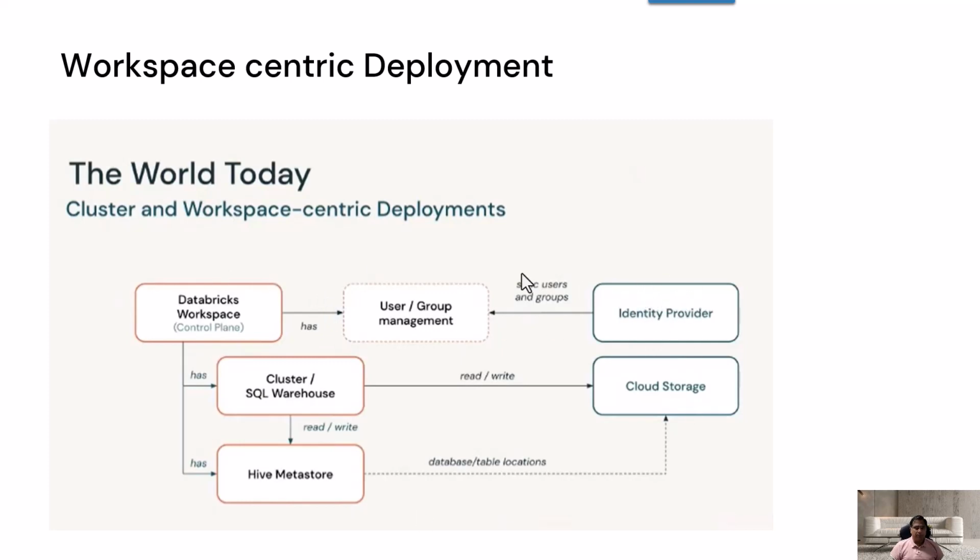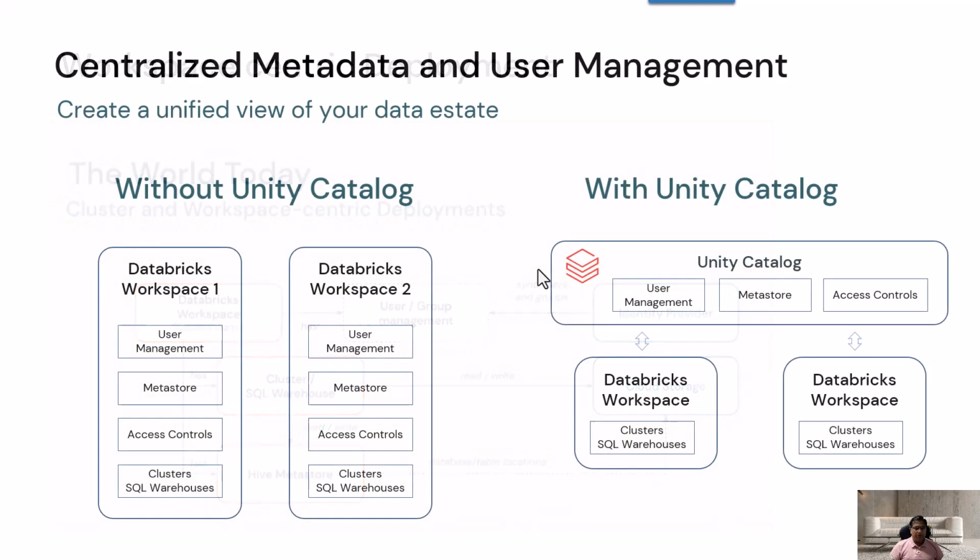Now, what is the problem in this approach, right? Let's understand what happens without Unity Catalog. We can take a fictitious example. Suppose you have a data mesh implementation. In the data mesh implementation, you created data as a product. So you created one product, product one.